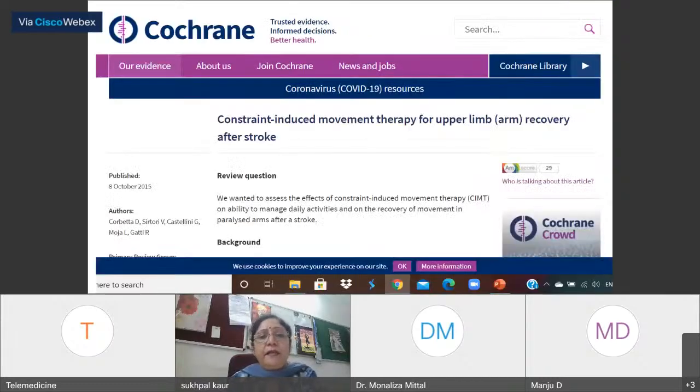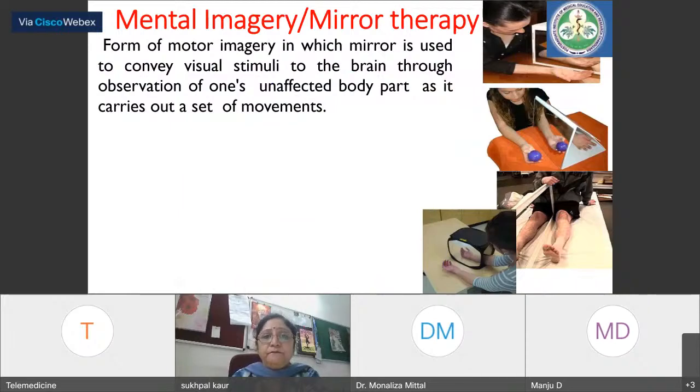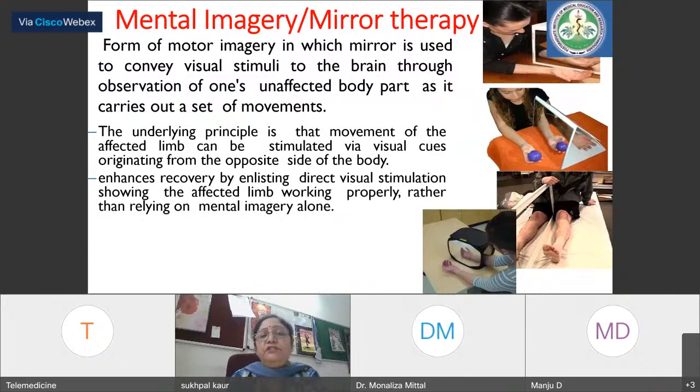A number of studies have been carried out for the effectiveness of CIMT. And it has been shown that CIMT appeared to be more effective at improving the arm movement than active physiotherapy treatment or no treatment at all. Next is the mental imagery or the mirror therapy. It is a form of motor imagery in which the mirror is used to convey visual stimuli to the brain through observation of one's unaffected body part as it carries out a set of movements.